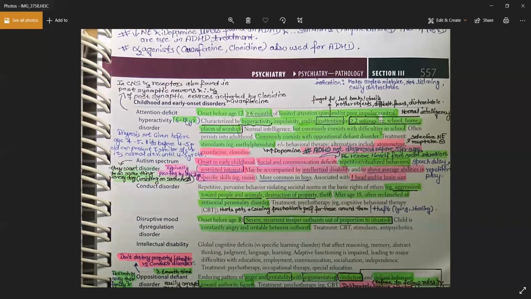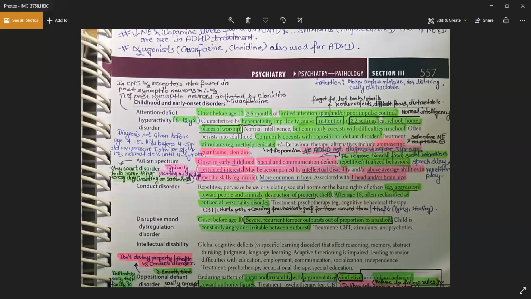This disorder commonly coexists with oppositional defiant disorder. We will discuss later what that disorder is. Just know that this could be associated with ODD. The treatment includes giving the patient stimulants like methylphenidate, which increases dopamine. You can also give alpha 2 receptor agonists like clonidine and guanfacine, as well as methylphenidate and atomoxetine, and this is an important drug.